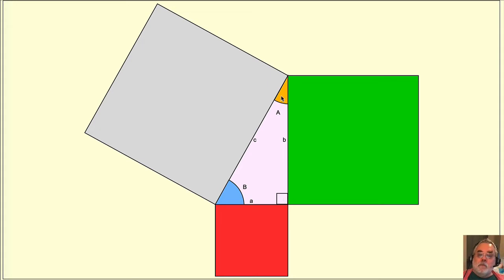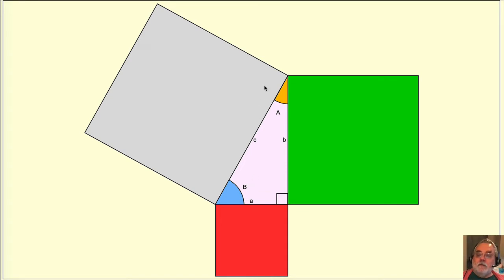Angle A is opposite side A. Angle B is opposite side B. And opposite the hypotenuse C, the angle is 90 degrees. It's a right triangle. We'll show angle A with the color amber and angle B with the color blue. Amber equals A, blue equals B.